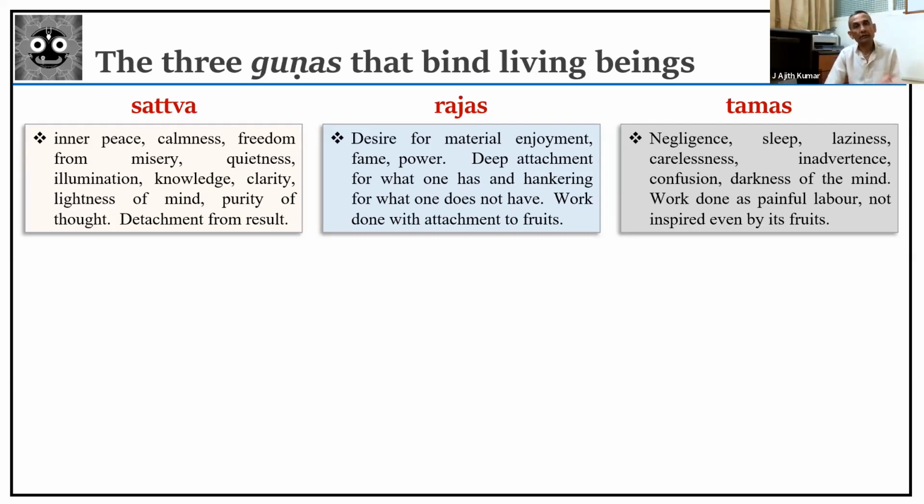The person in Rajoguna is inspired by the fruits. He's anticipating the happiness that comes from getting the fruit. But the person in tamas is not inspired by that also. Even if you show him some big fruit, he is not inspired by that.